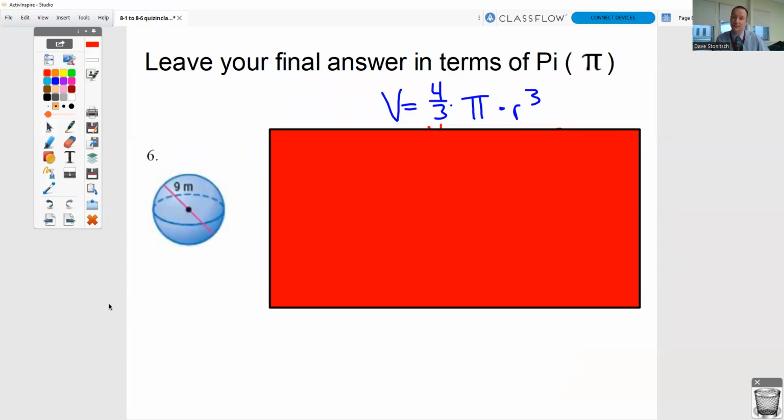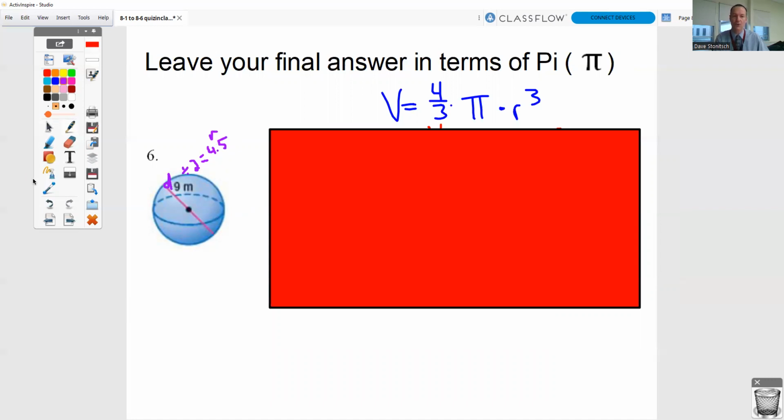In question number 6, you're given a sphere again. So we want to use the sphere formula, 4/3 times pi times the radius cubed. Notice that you're given the diameter. This goes all the way across the circle. We never want the diameter. We always want the radius. So the very first thing that we have to do is 9 divided by 2, which is 4.5.